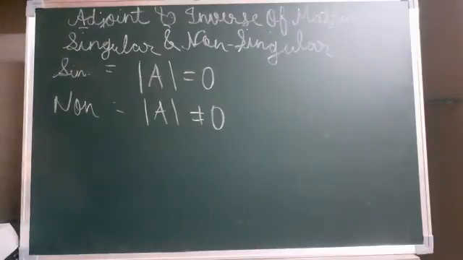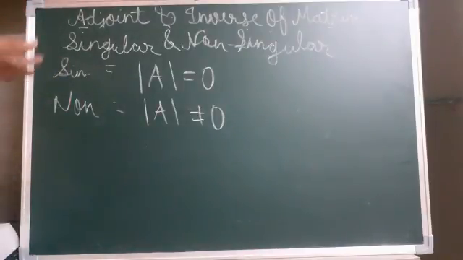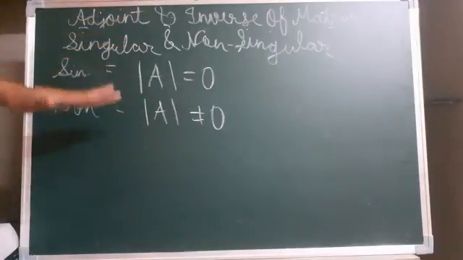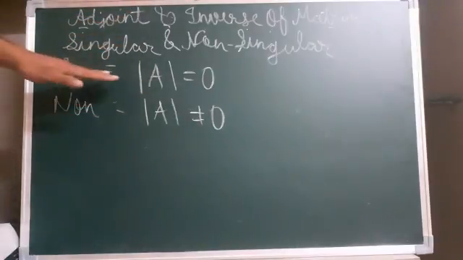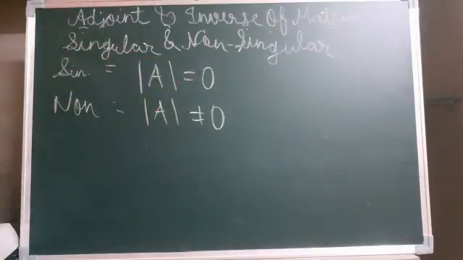Okay. So why is this concept important? Because a matrix is only invertible if it is non-singular. It means if a matrix is non-singular, only then is the inverse of that matrix possible. That is, if a matrix is singular, meaning the value of its determinant is 0, then the inverse of that matrix is not possible. Okay, so this is a basic concept.